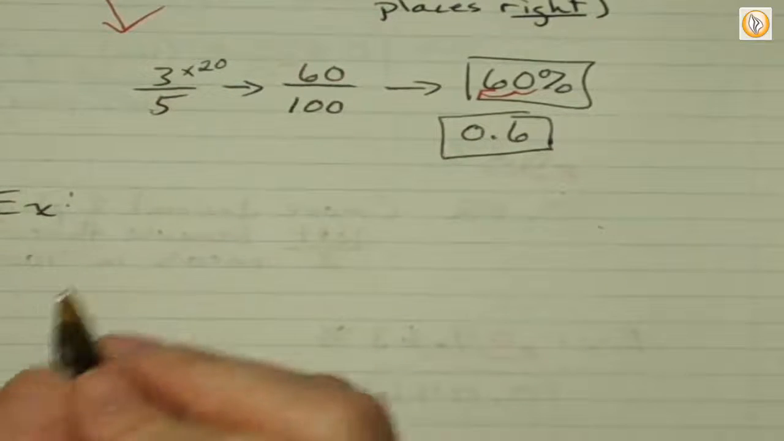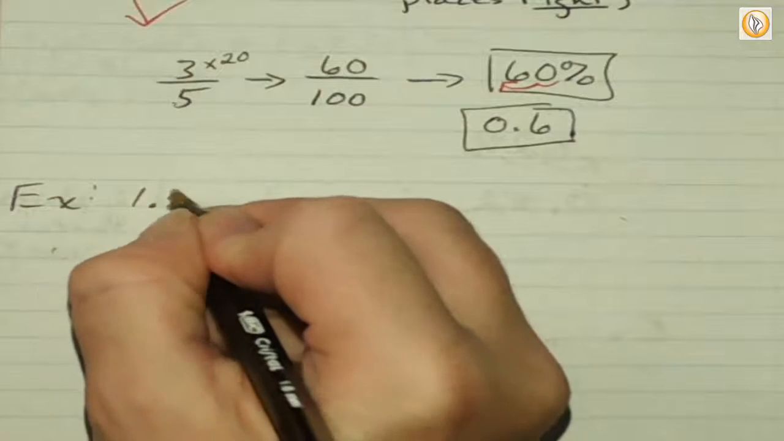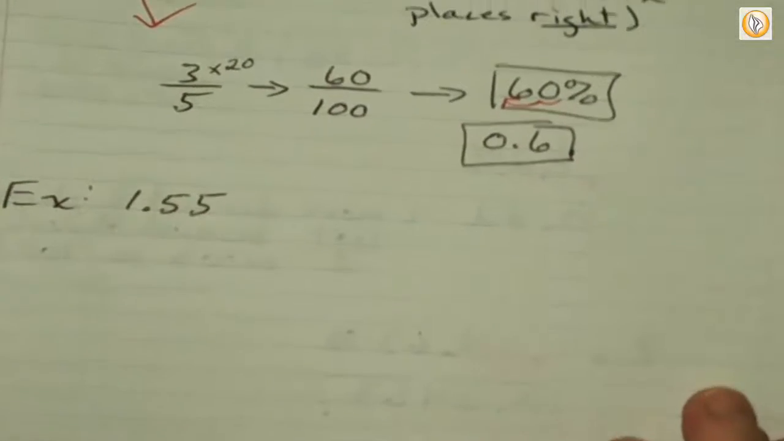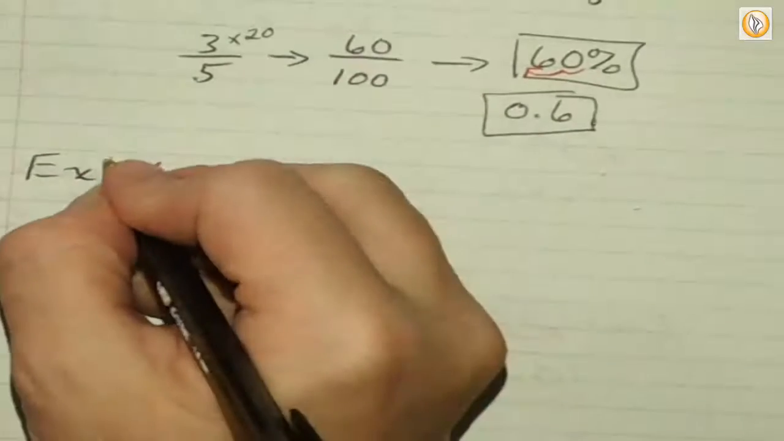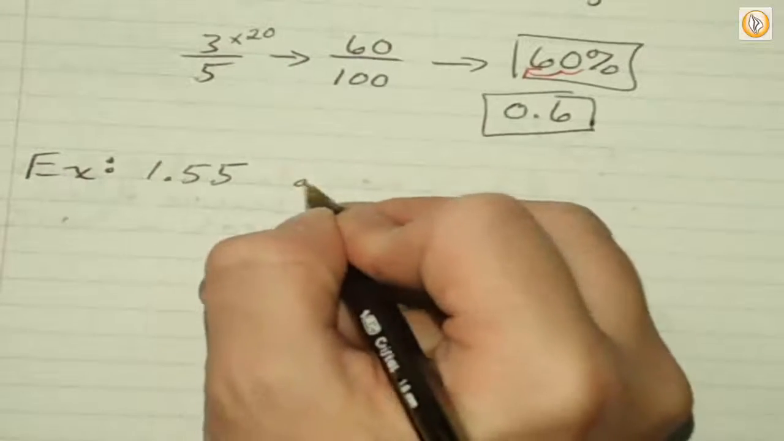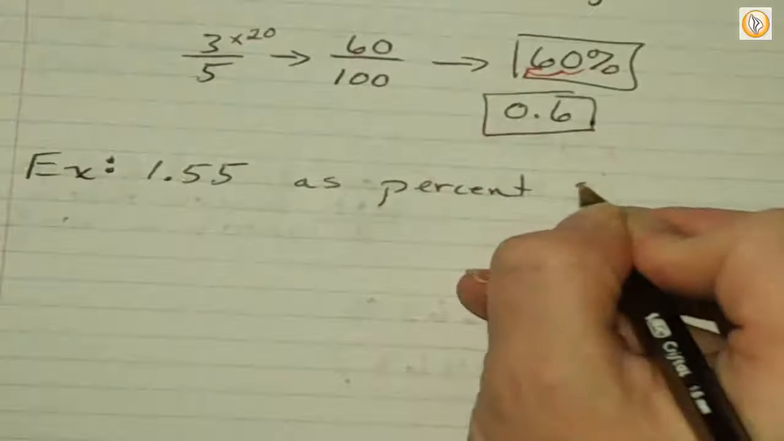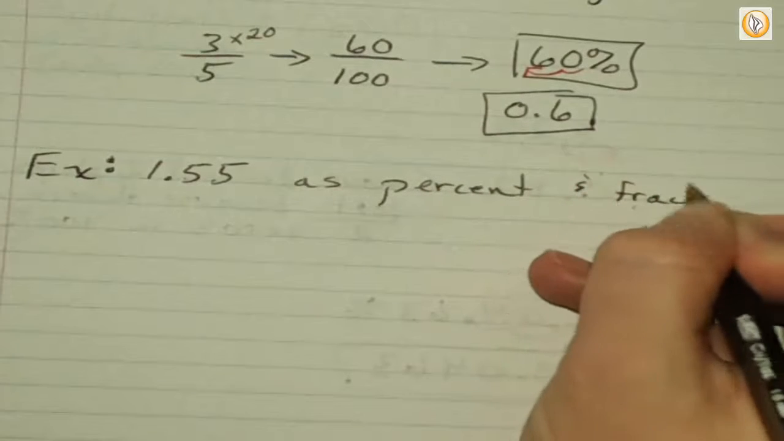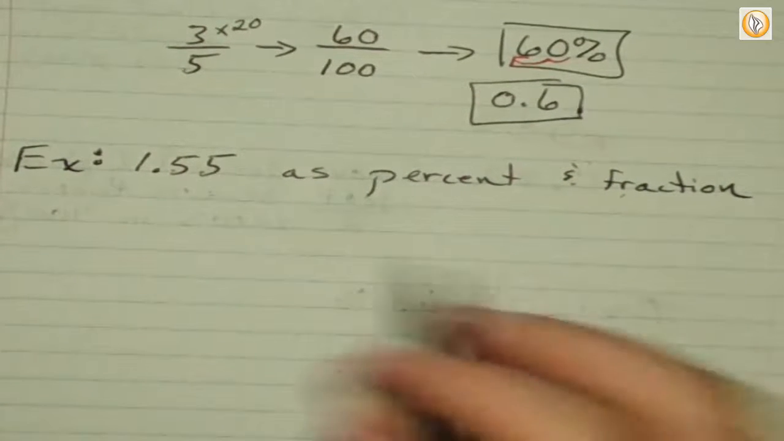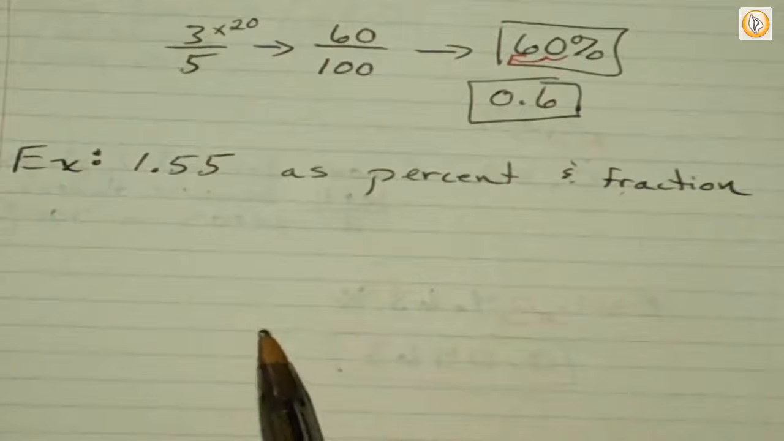Let's do, this time we're going to do a decimal. Make sure your notes are nice and neat because you may forget how to do some of the stuff you want to refer back. So we're going to this time change that as percent and fraction. We're going to change 1.55 to a percent and a fraction.